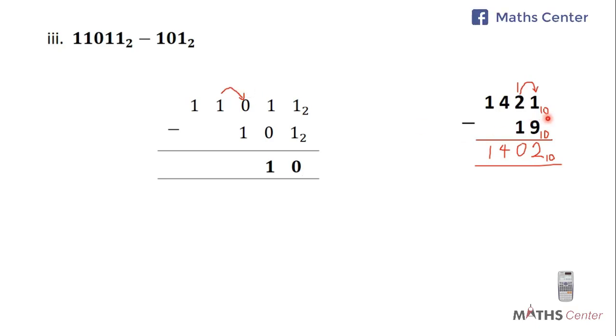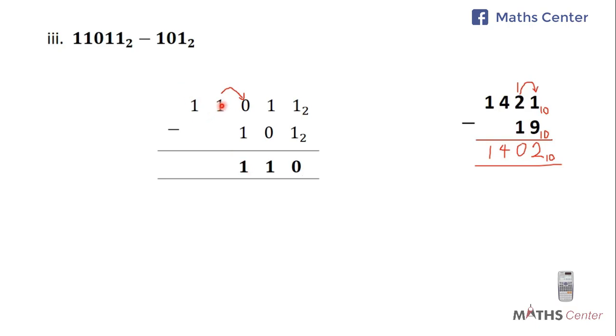Here, we were working in base 10. So when we borrowed 1 from this side to this side, the value of that 1 was 10. Here, our subtraction is in base 2. So when we borrow 1 from this side to this side, the value of that 1 is 2. So we will add that 2 to what we have here already, which is 0. 2 plus 0 will give us 2. And 2 minus 1 will give us 1.